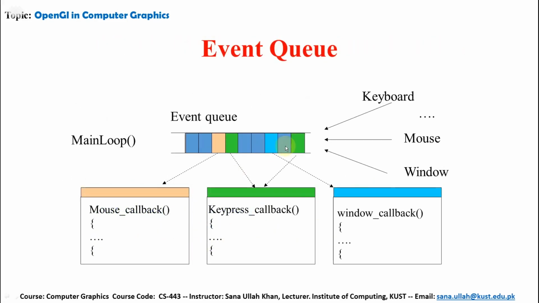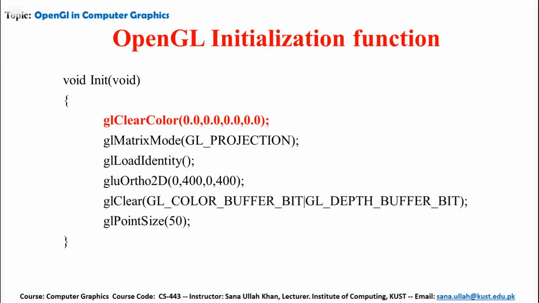So this is the event queue, which is used for many different types of events. This is the main loop, and this loop will run infinitely. Let's suppose the keyboard events come first, then mouse events, and then window events. In this queue, each event is processed in turn, and once all the events are handled, the main loop stops.